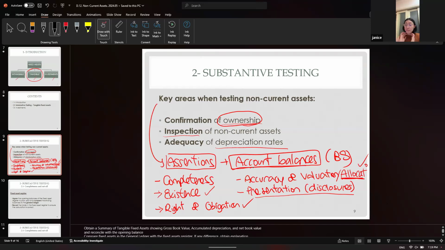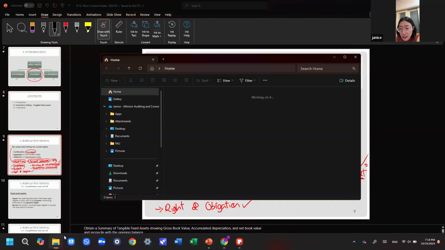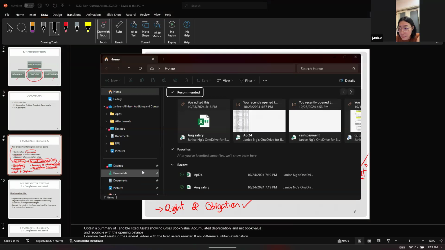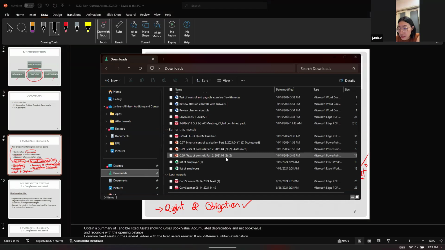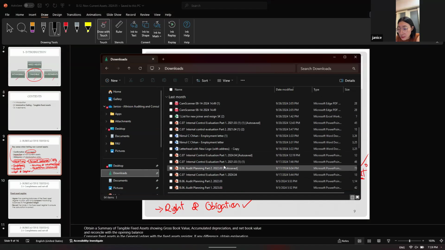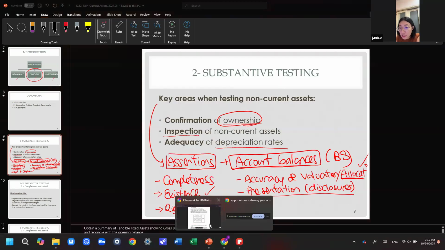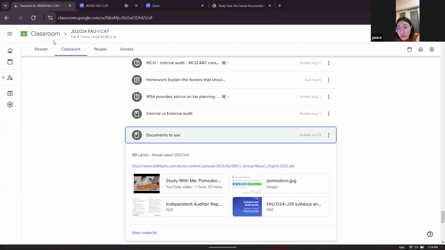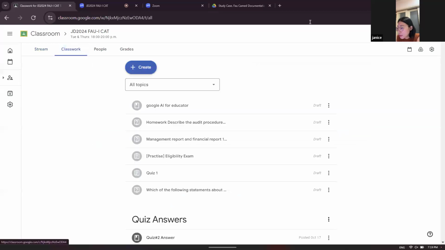All right. Now, let's have a look on the controls. All right. We actually done that before for the non-current assets. I don't know if you guys remember. So let's have a look.